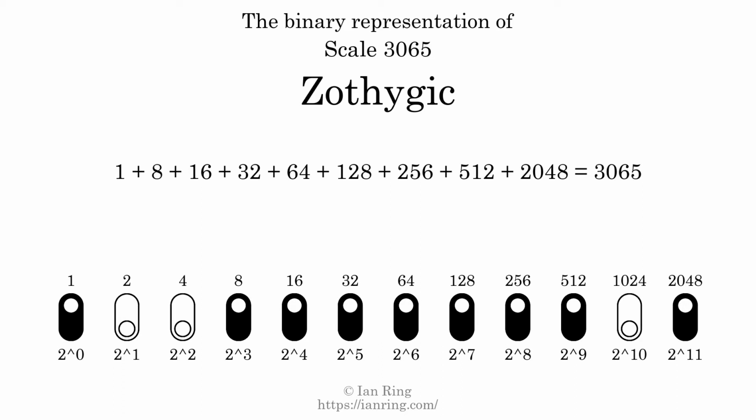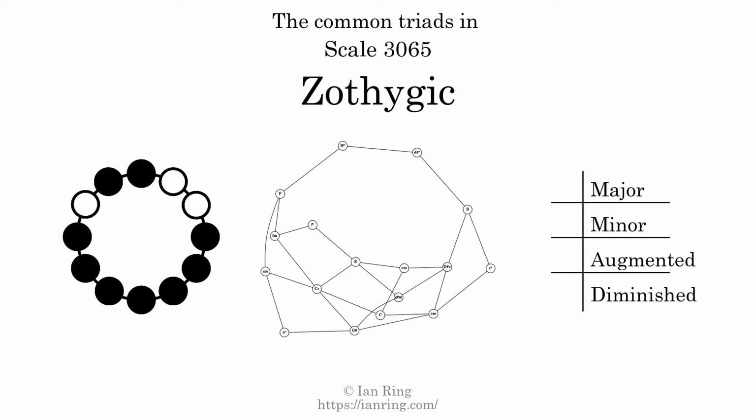The scale number not only enumerates the scale with a unique index, but it also literally describes the tonal content of the scale. Represented as a binary number in base 2, the scale number is 1011111110001. Here are the common triads present in this scale.